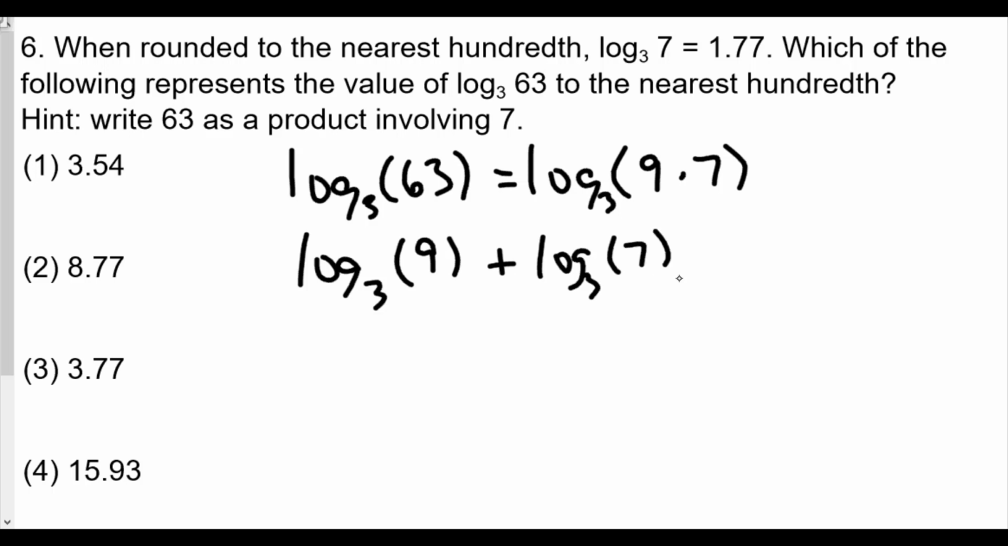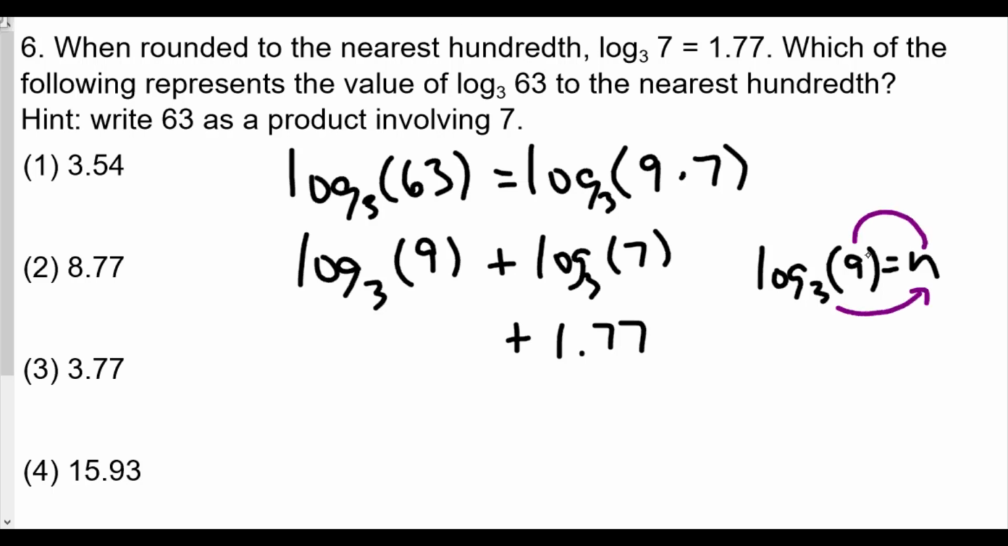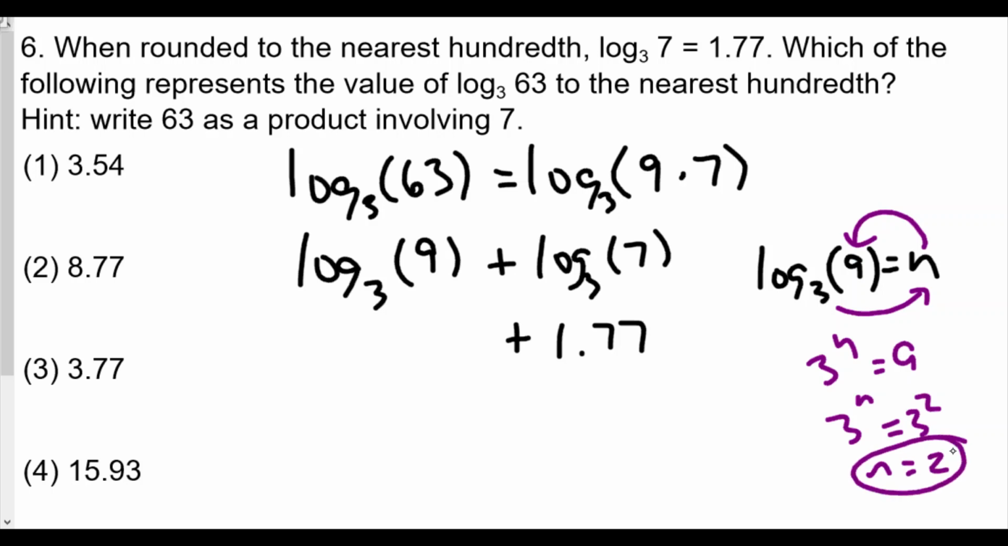Now, log base 3 of 7 is going to be 1.77. And now, log base 3 of 9. Well, let's see now. What number? Okay, we said we don't know what it is. We'll let n be log base 3 of 9. So, as an exponential equation, we take the base raised to the exponent equal to the answer here. So that means 3 to the n equals 9. And we know that 9 is really 3 squared. Therefore, n equals 2. And since n equals 2, and that's what log base 3 of 9 is, that's where I get the 2 here.